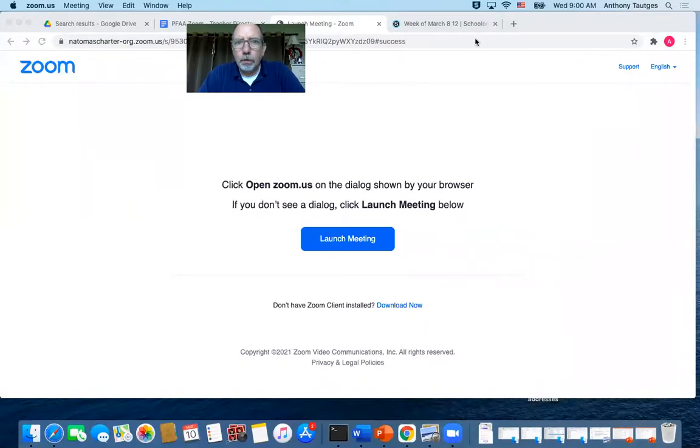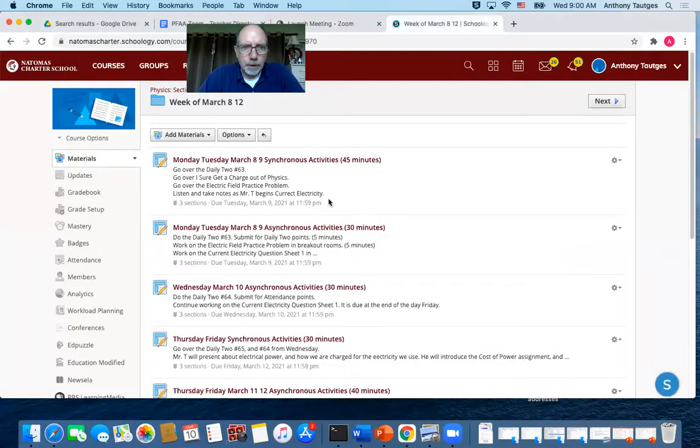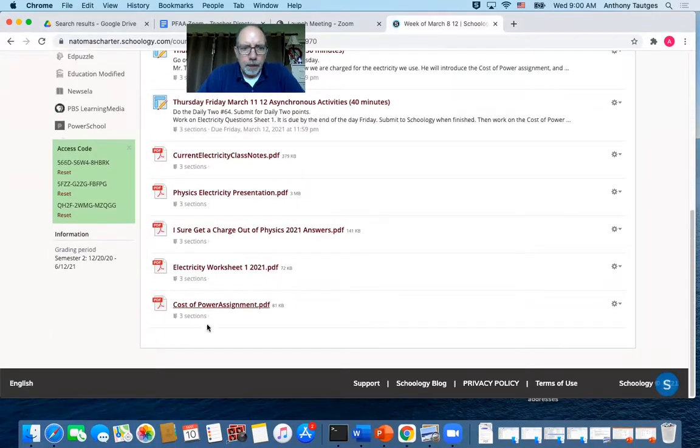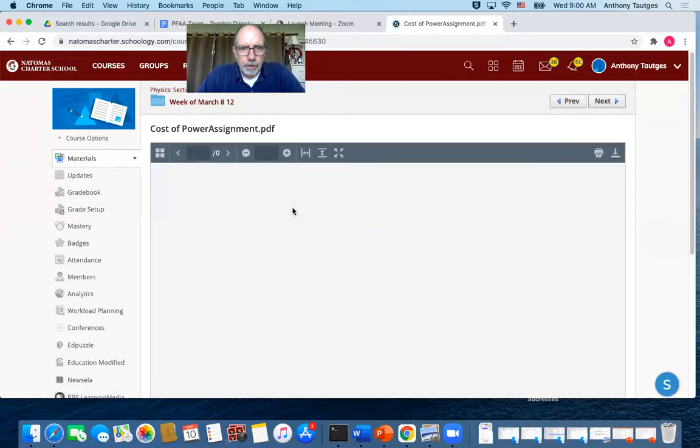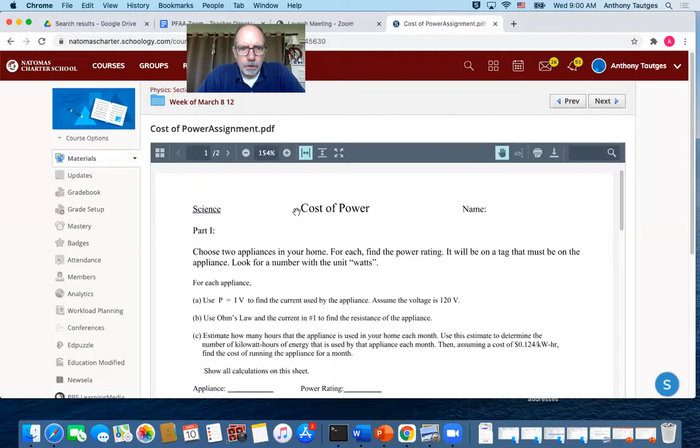If we go to this week's Schoology folder and scroll down to the bottom, you will find a cost of power assignment. Open that up, and this is what it's going to say: cost of power. Choose 2 appliances in your home. For each, find the power rating. It will be on a tag that must be on the appliance. Look for a number with the unit watts.